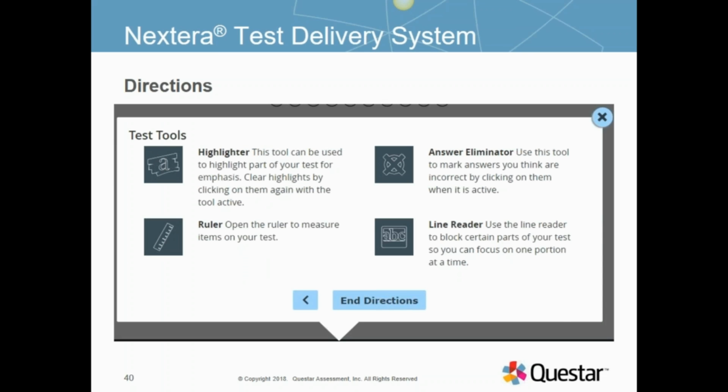Some other directions and tools that the student might see: a highlighter tool. For math, they might see a ruler, a calculator, or a protractor. There's also an answer eliminator tool. This tool can mark your answers. You can click on it and it will put a red X through the answers, so it would just eliminate that as a visual for the student.